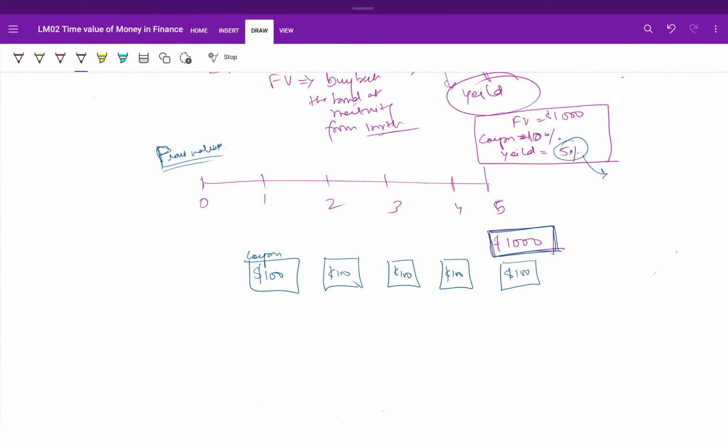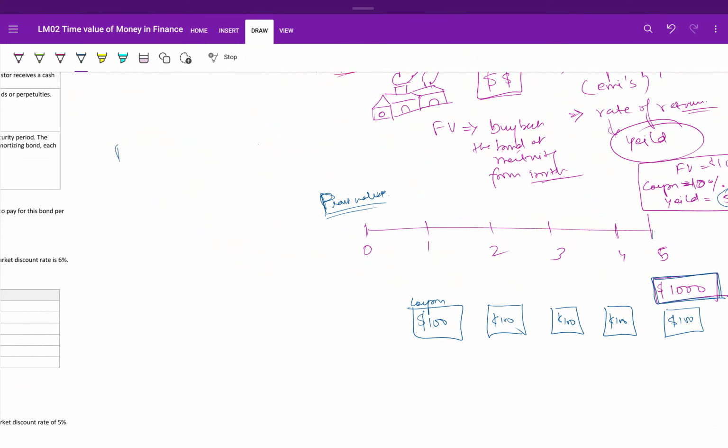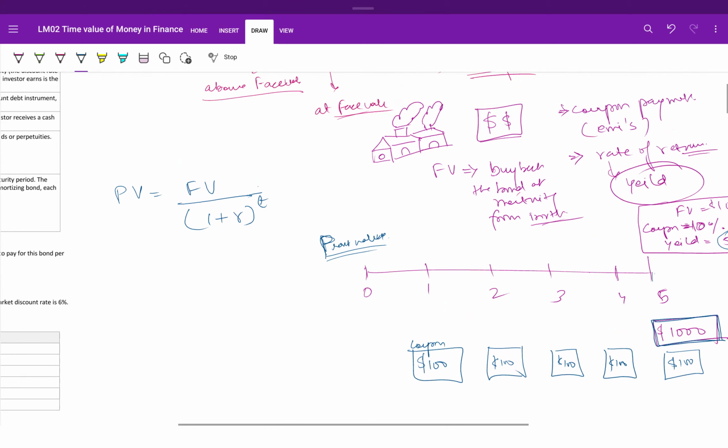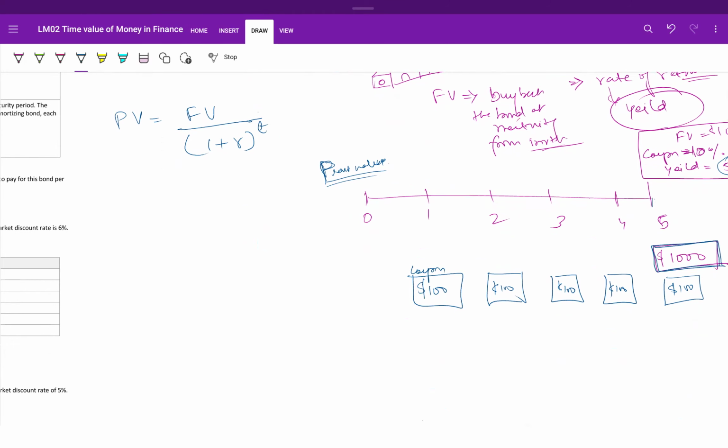Now, the formula is simple. Present value is future value divided by 1 plus the rate, raised to the power time t. And this is the formula I have changed to calculate the present value. The formula which we read in our school, in our elementary education, was future value is present value times 1 plus rate to the power time t.